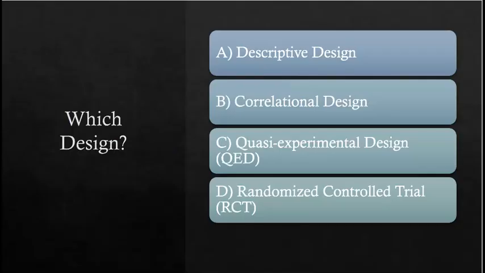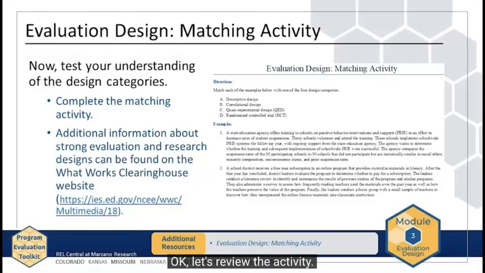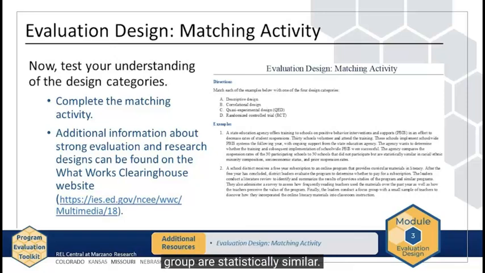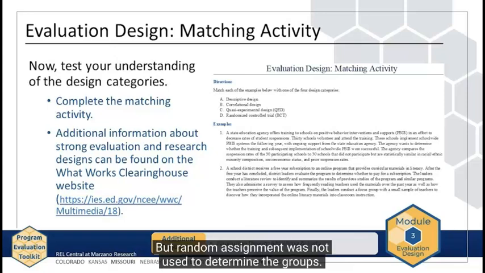Which design is described? A. Descriptive design. B. Correlational design. C. Quasi-experimental design, or QED. Or D. Randomized control trial, or RCT. The answer to example 1 is C, or a quasi-experimental design. The key here is that the treatment group and the control group are statistically similar, but random assignment was not used to determine the groups.